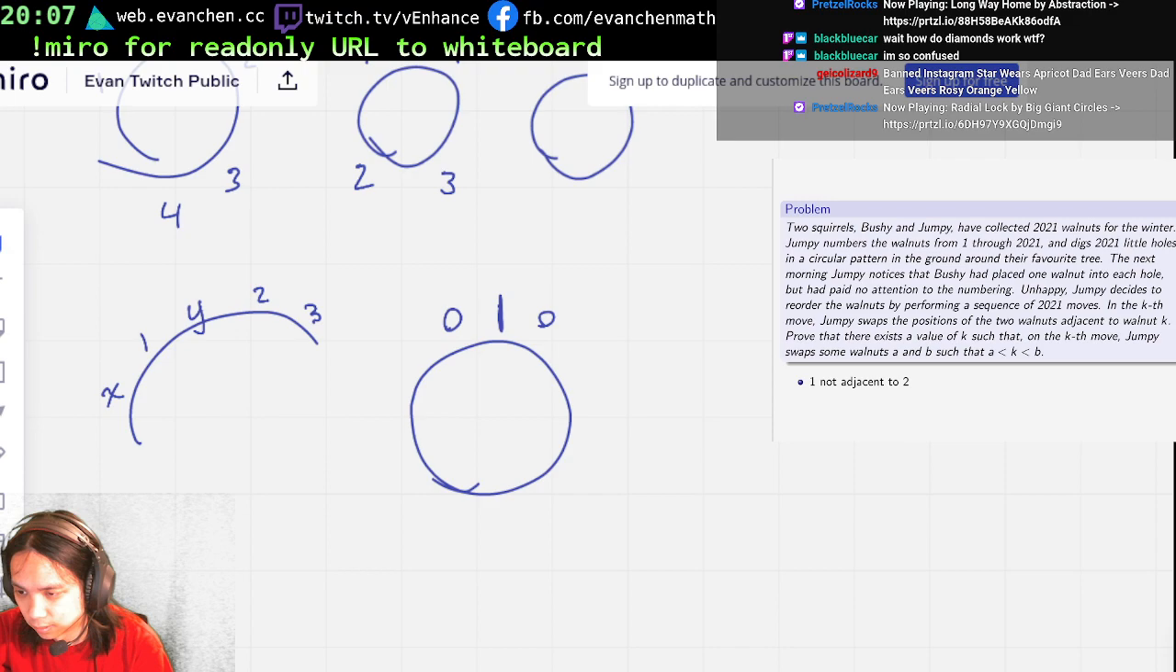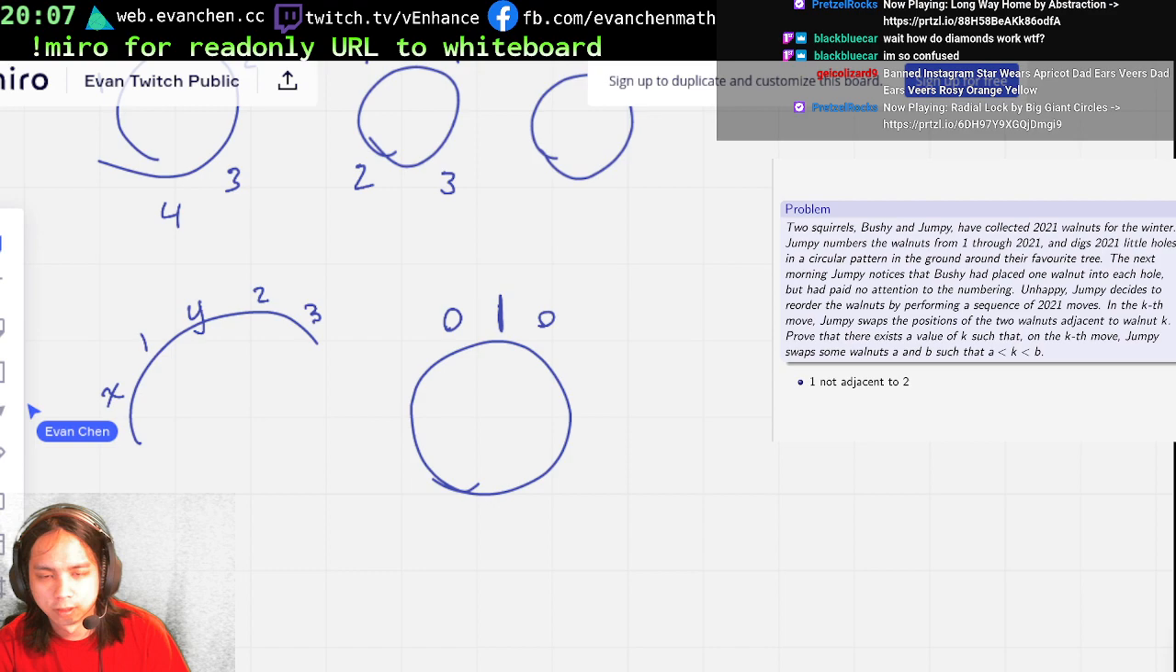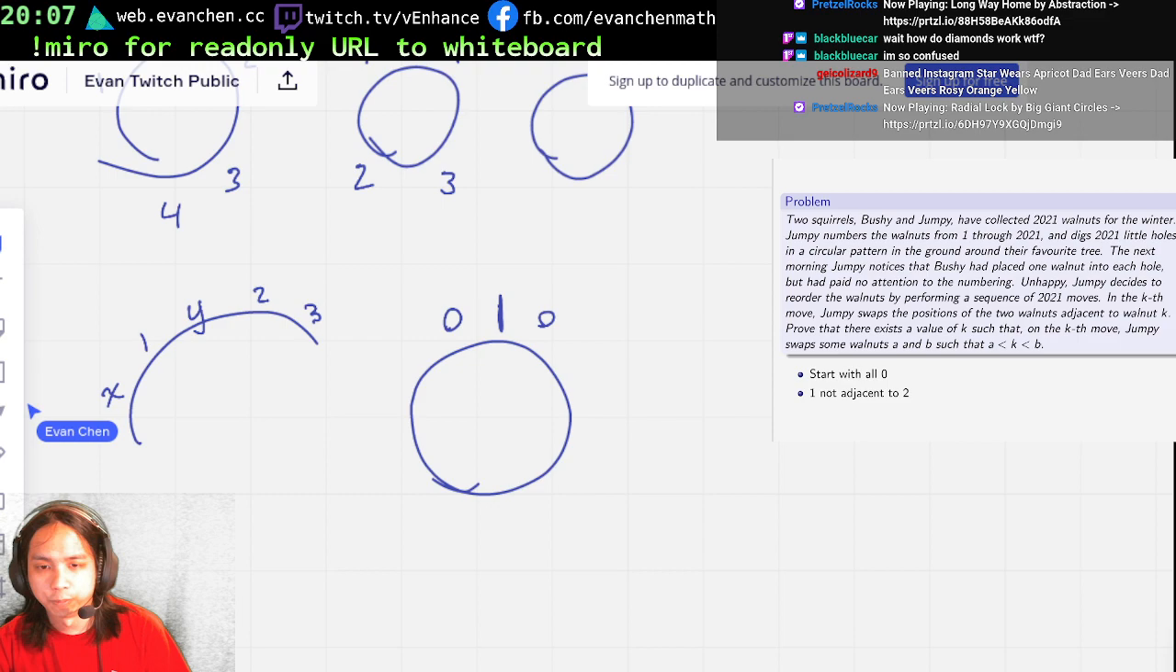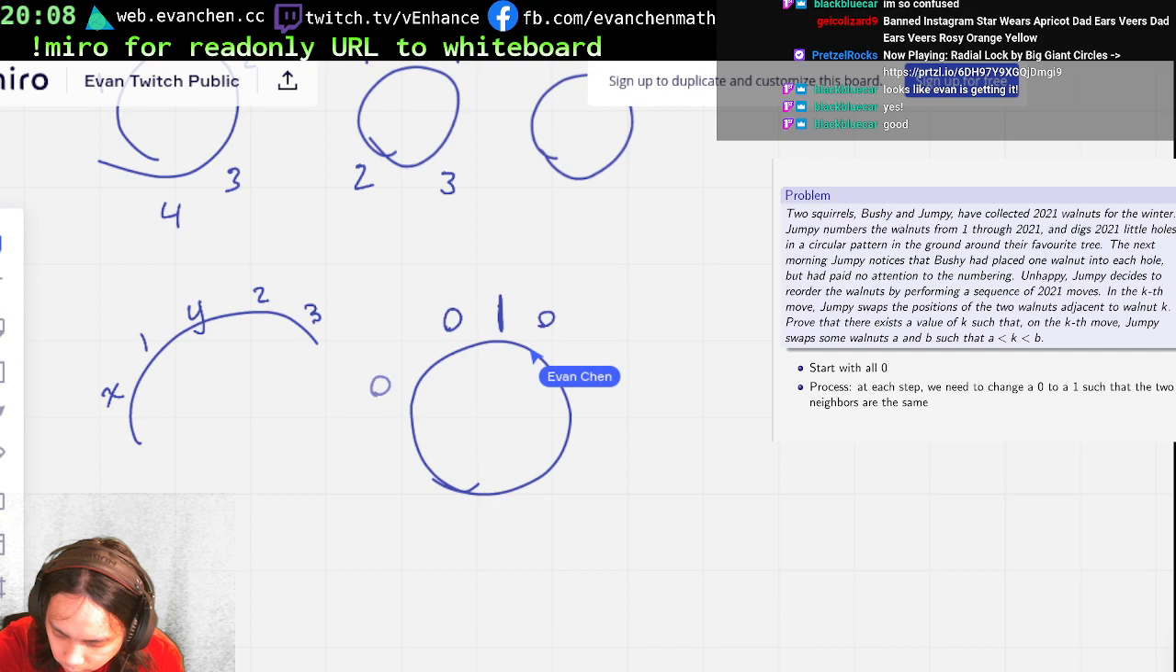Actually, oh no, this is not awful, actually. I actually kind of like this. So the idea is the following. We're going to start out with all zero. And then the process is as follows. At each step, we need to change a zero to a one, such that the two neighbors are the same. So on the first step, you can do anything. The question is, is this even possible?